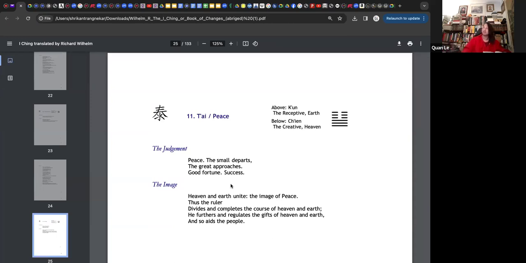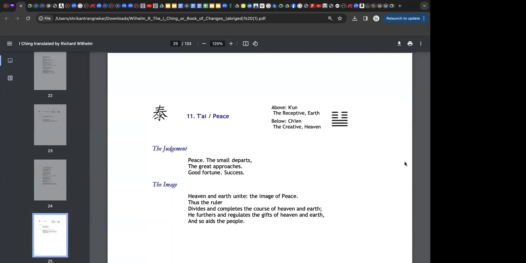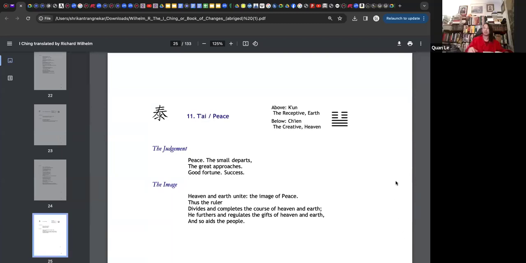And you have the judgment. So the judgment: peace, the small departs, the great approaches, good fortune, success. So that is the judgment on the hexagram, according to tradition. Those judgments have been written by King Wen of the Zhou dynasty. King Wen was born in 1112 and he died in 1050 BCE, of course.